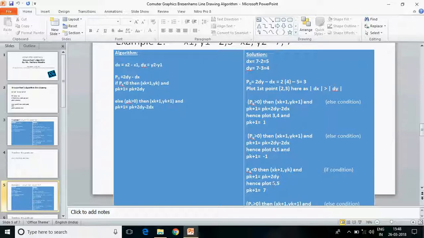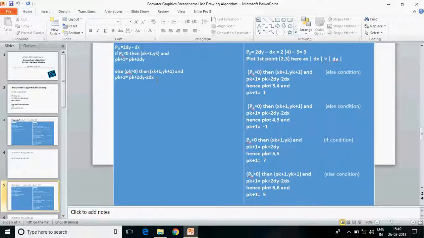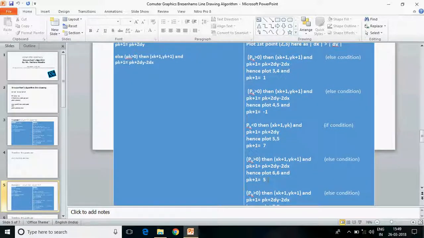So 4, 5 becomes 5, 5, and the pk plus 1 is calculated using this formula, old pk, that is minus 1 plus 2 dy. 2 dy is 8. So minus 1 plus 8 giving us 7. 7 is greater than 0, therefore else condition. In the else condition, we know x increments by 1, y also increments by 1. Therefore 5, 5 became 6, 6, and this is the equation for the decision parameter pk. And the decision parameter is 5, which is again greater than 0.